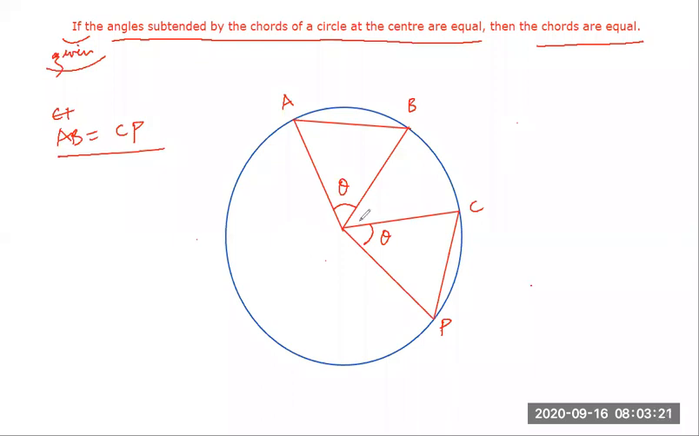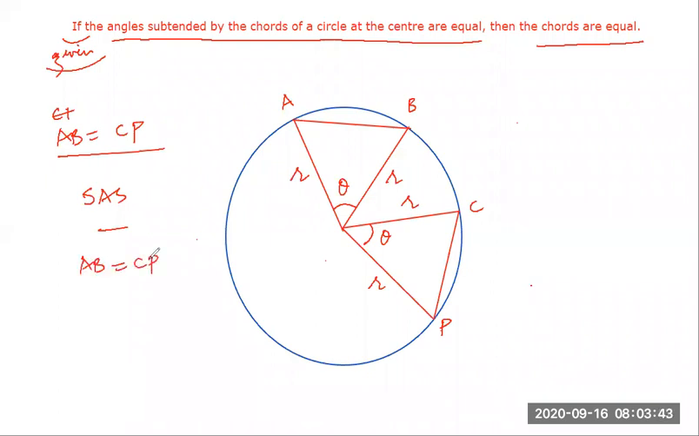So students, how can I prove? It will be by SAS criteria, because this is R, then the angle, and R. So Mansimrat, be careful next time. You write down everything and say according to SAS criteria, both the triangles are congruent and hence AB would be equal to CP.